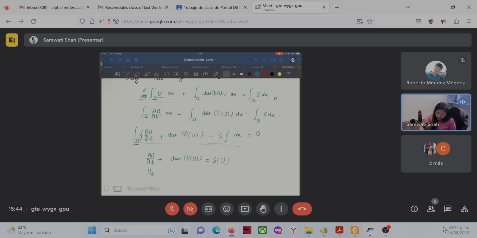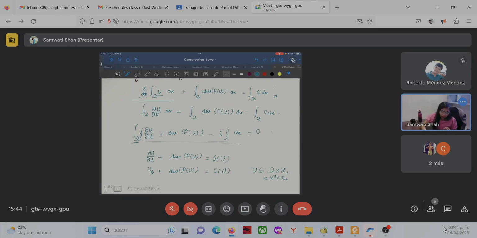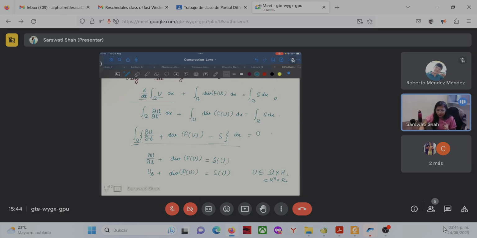Or in the notation form, we can also express it in this way. And now you will see that u belongs to omega cross R plus. u is a function of x and t. And where is omega contained? It is contained in R^n cross R plus. Is it not? And this is your balance law.